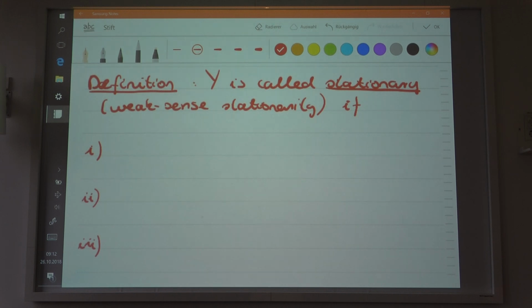Basically it means that the mean of the process, first off, is finite. So the mean is less than infinity. The mean is not infinite, first off. And the second property is that the mean does not depend on time. So this does not depend on t, so it does not depend on time.